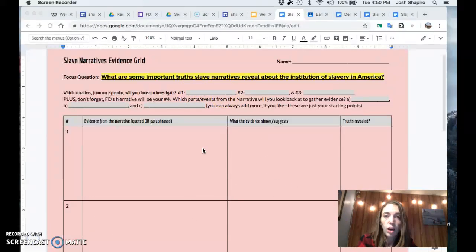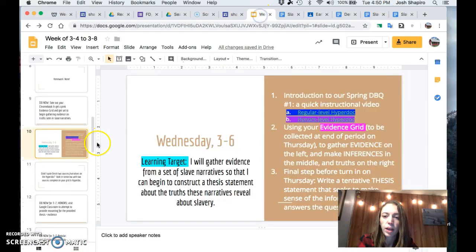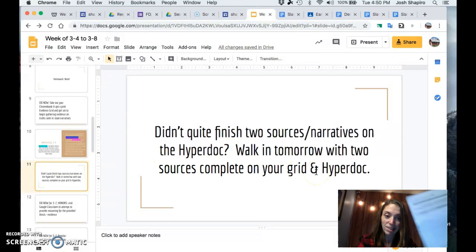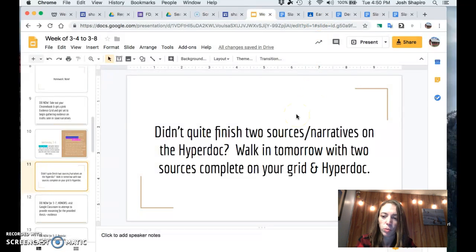Good luck. Oh, and one final thought, something I wanted to tell you real quick before my time is up. If you don't quite finish the 2 sources on the hyperdoc, make sure to walk in tomorrow with 2 sources complete on your grid and on the hyperdoc. I should be able to see 2 comments on there as of tomorrow morning. Good luck.